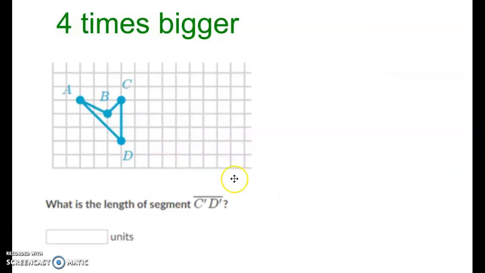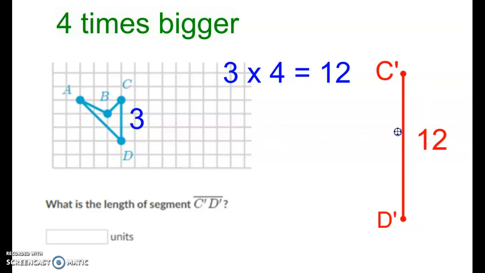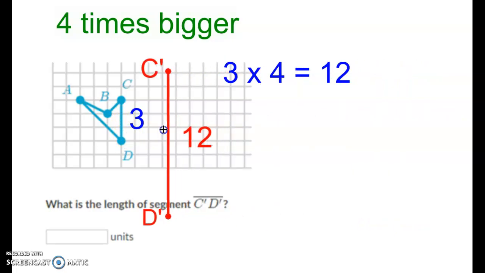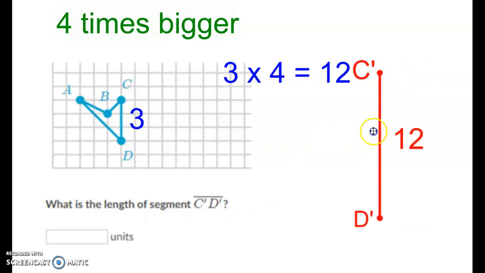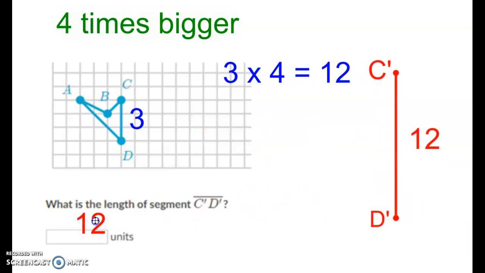Let's zoom in on this a little bit, and we see that this CD, the original one, was 3 units, and we're going to become 4 times bigger. So I just multiply it by 4, and I get 12, which means that C prime D prime is going to be 12 units long, 4 times bigger. And so we say our answer is 12 units.